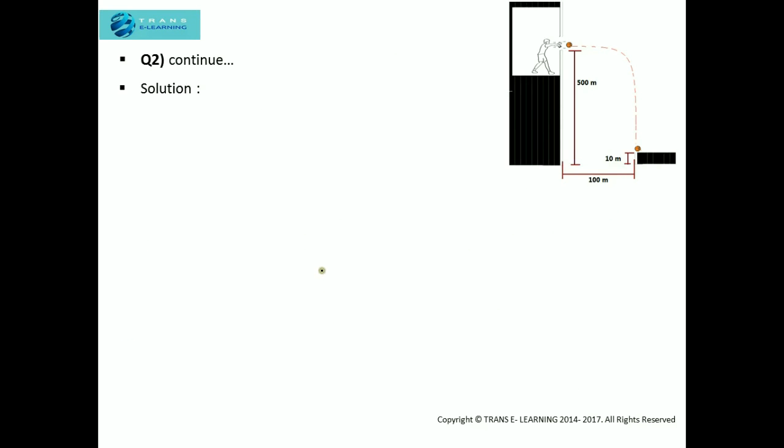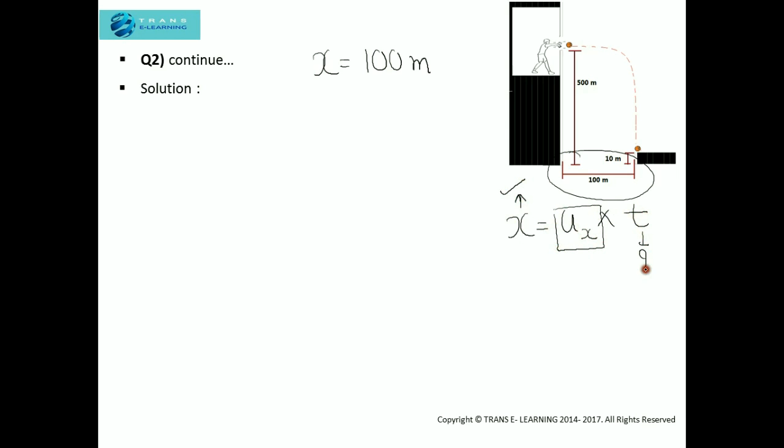So now how are we going to find this? Here, first of all, we have to consider the horizontal motion. The horizontal distance between the two buildings is given as 100 meters, and we know the formula for the horizontal distance is initial velocity along the horizontal motion times time of flight. So in this question, the distance is given to us, and we need to find the horizontal velocity, and the time of flight is not given.